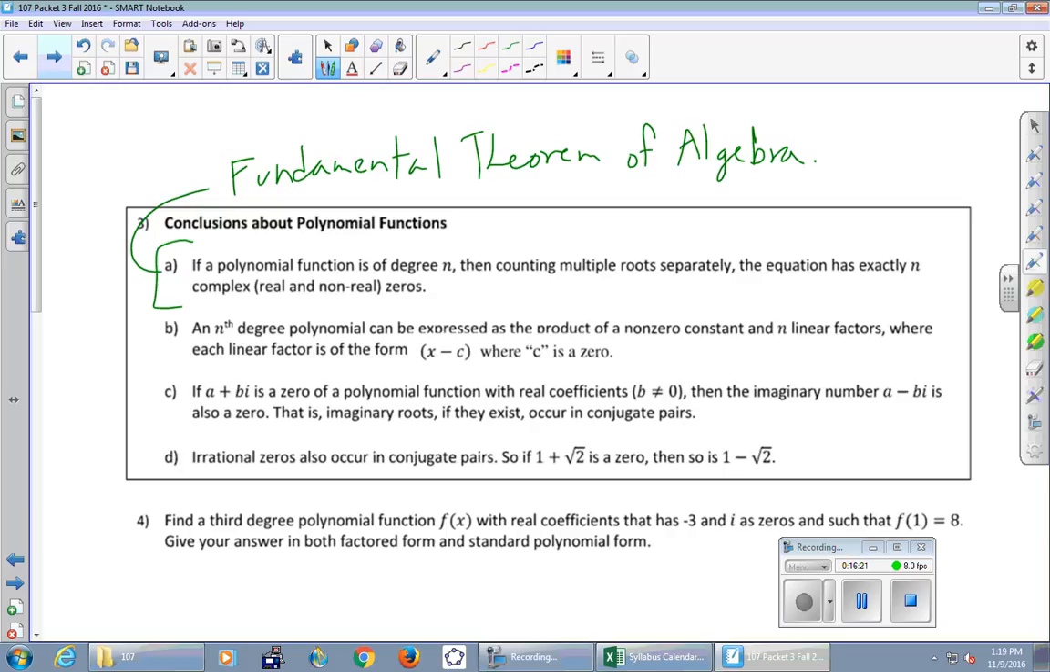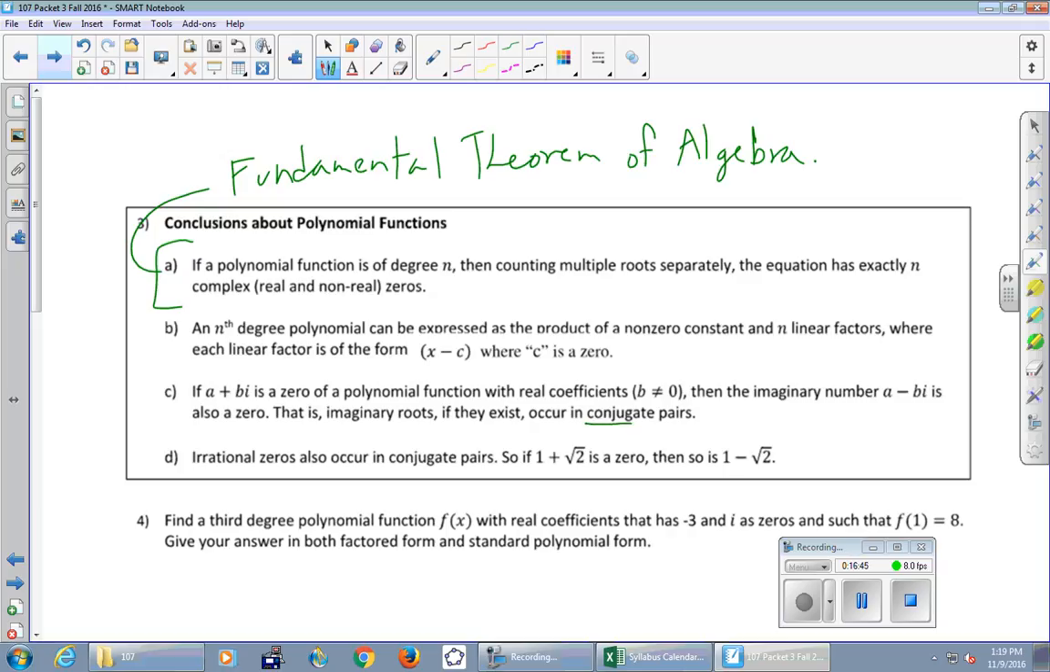And then part C says if a plus bi is one of the zeros, then we get another zero automatically for free. What is it? A minus bi. As soon as you have one, then the imaginary number a minus bi is also a zero. They come in partners in the quadratic formula. You know that plus or minus square root. There it is, the plus and the minus.